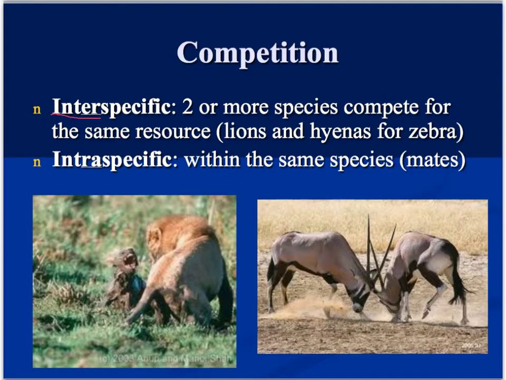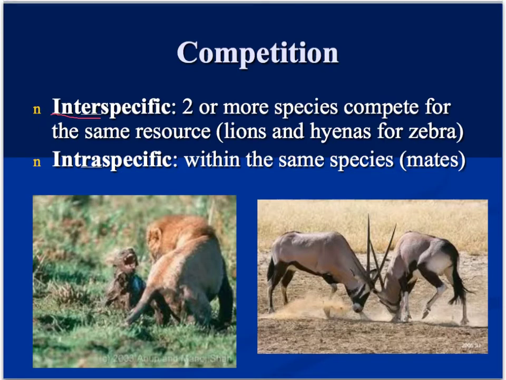So in the case of interspecific competition, you have two different species, or you could have more than two species, but you have to have at least two species competing for the same thing. They might compete for resources if they both have the same food. They might compete for habitat if they both live in the same area and rely on the same types of habitat. But interspecific means competition between, let's say, a lion and a hyena.